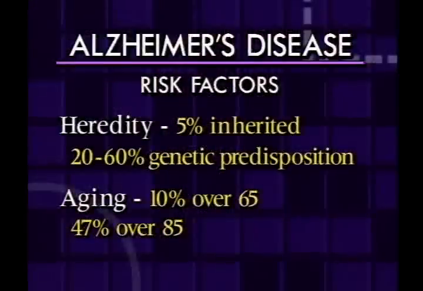In conclusion, then, what are some of the risk factors? Heredity. We know that 5% of Alzheimer's disease is inherited as an autosomal dominant. 20 to 60% of Alzheimer's disease has a significant genetic predisposition. It may be an autosomal dominant with age-dependent penetrance. And aging. 10% of people over age 65 have it, and 47% over 85. So consequently, the more family members that you have and the older that you are, the greater your risk for developing Alzheimer's disease.